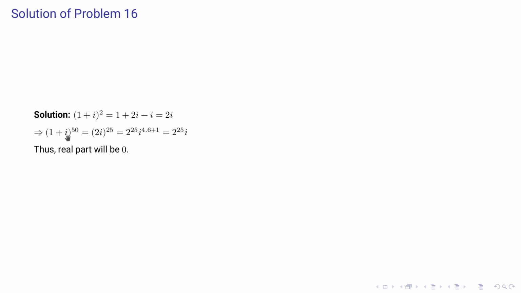So we can write that (1 plus i) to the power 50 is equal to (2i) to the power 25. Now this becomes 2 to the power 25 and i to the power 4 into 6 plus 1. So 24 is a multiple of 4, so i to the power 24 is equal to 1. So we get 2 to the power 25 into i. So the real part is 0 because this is a purely imaginary number.